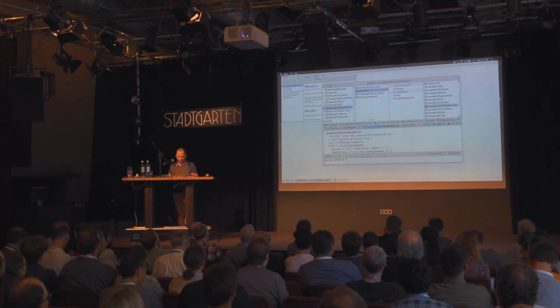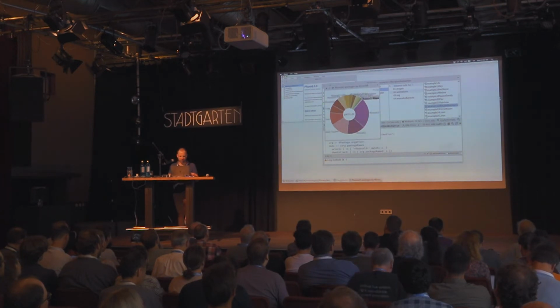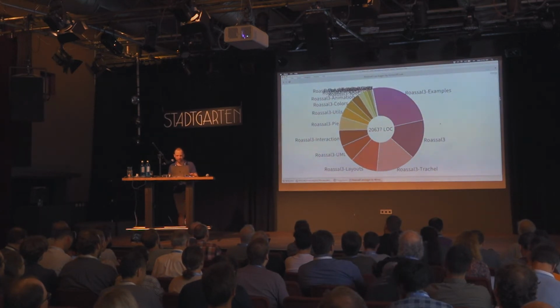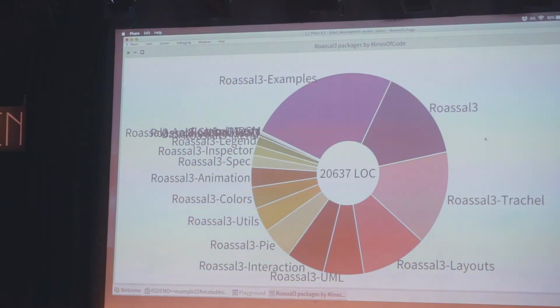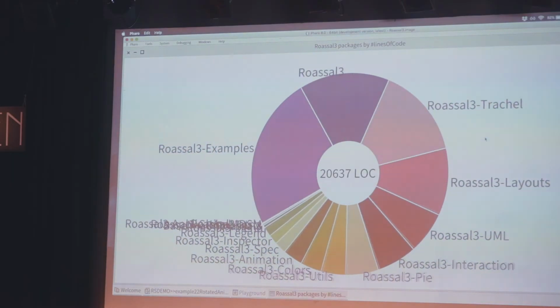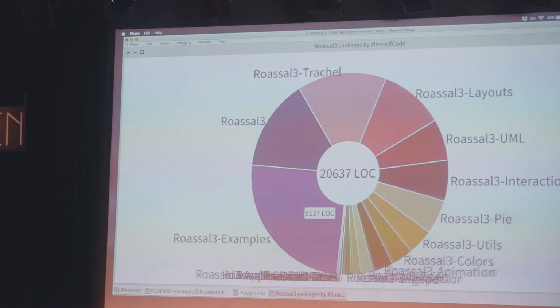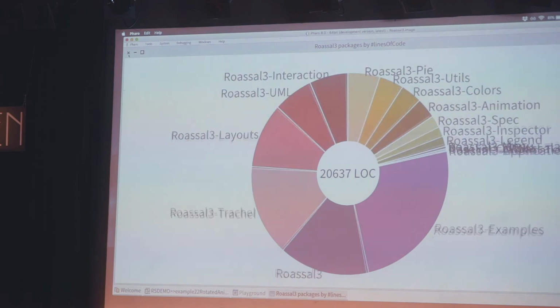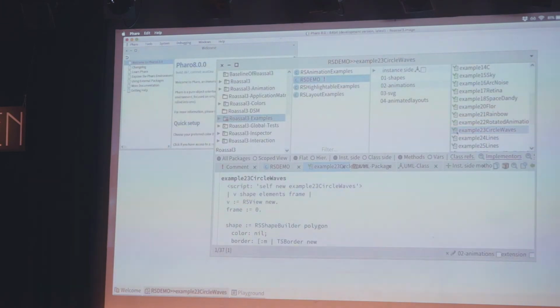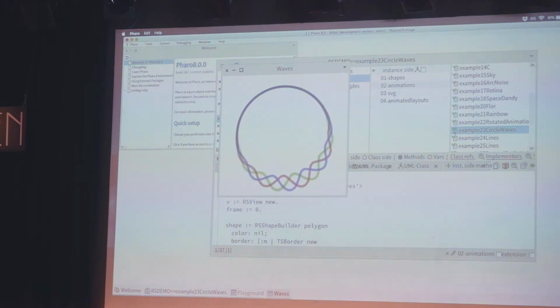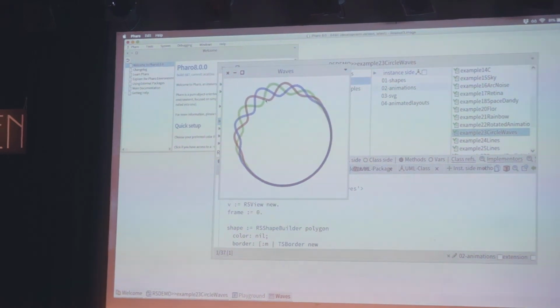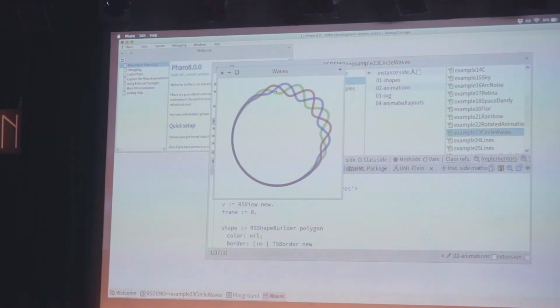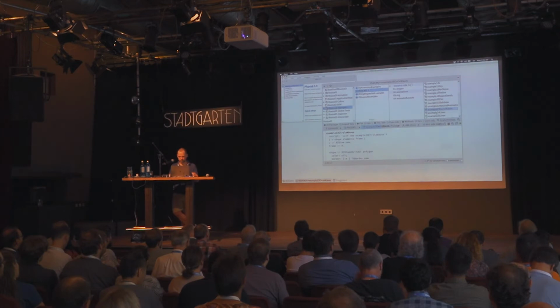Oh, this one is cool as well. Here this is the pie and it's moving. This just shows the size, in terms of lines of code, of Roassal. You see that the examples take a lot of lines of code here. Yeah, this one I found beautiful. And here you have this color mixing. It's not really optimal because there are some errors, but it works smoothly.